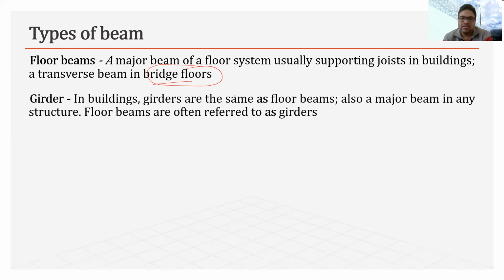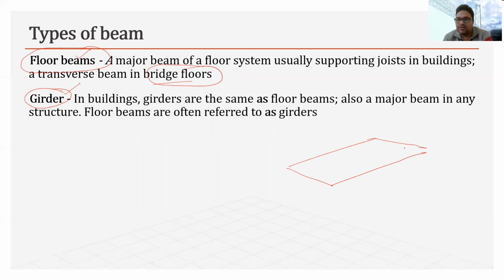Similarly, there is another type of beam which is called a girder. Well, a girder, as the name suggests, is actually the main beam again, and the main beam which is being used in a building may be termed a girder or floor beam. But in the case of a floor beam, there may be a beam which is a secondary beam.